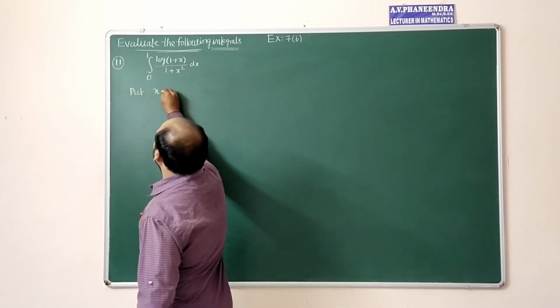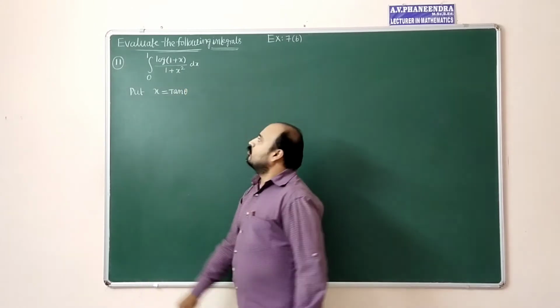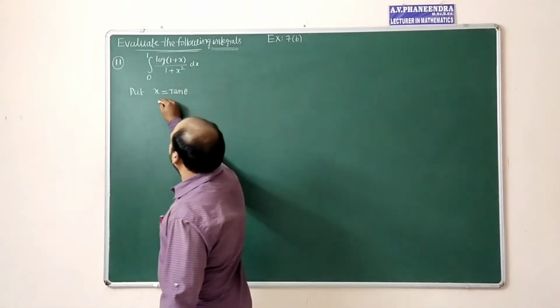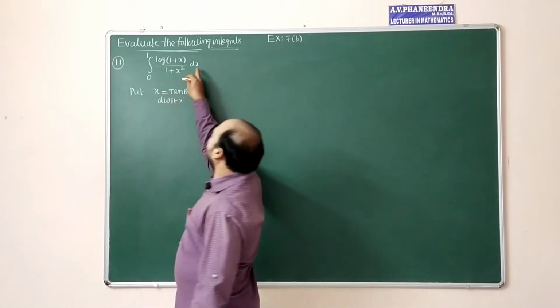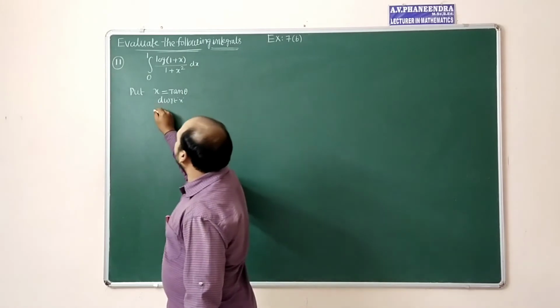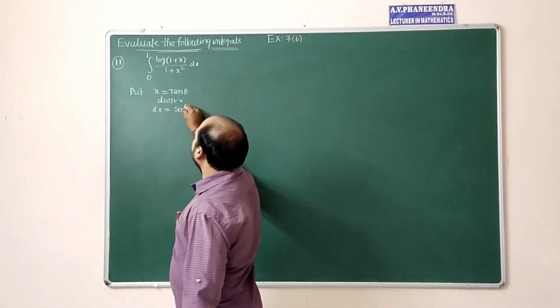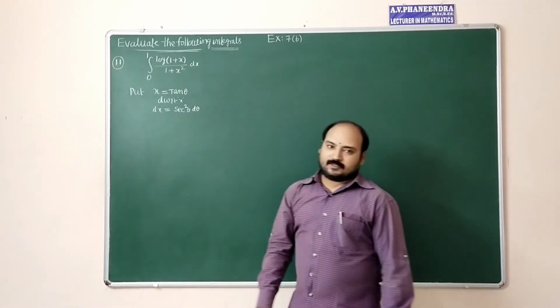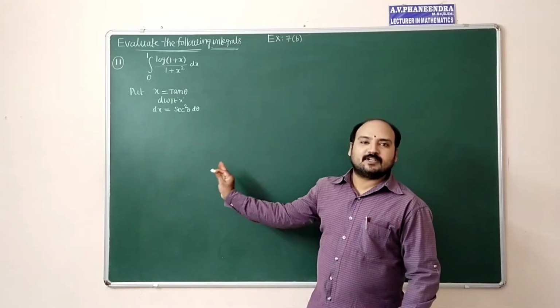x is equal to tan theta. Differentiate with respect to x to get the dx value. So dx is equal to secant square theta d theta. We got the value of dx. Whenever you are taking an assumption, the limits will change.